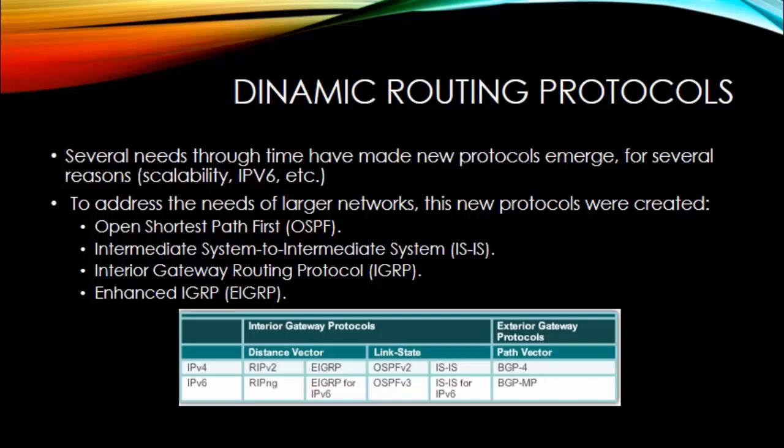Dynamic routing protocols. Several needs through time have made new protocols emerge for several reasons: scalability, IPv6, or others. To address the needs of larger networks, these new protocols were created: Open Shortest Path First, OSPF, Intermediate System to Intermediate System, IS-IS, Interior Gateway Routing Protocol, IGRP, or Enhanced IGRP, which is abbreviated as EIGRP.